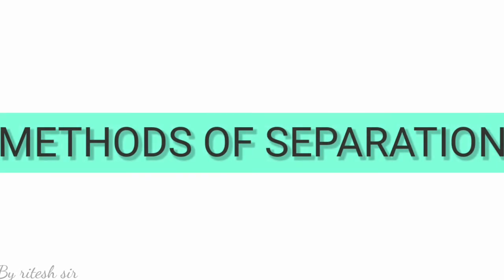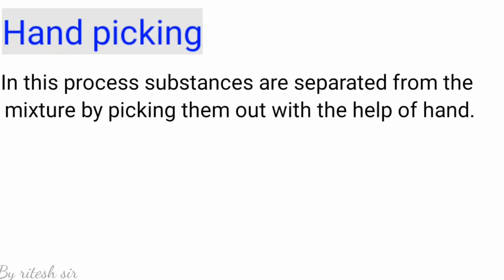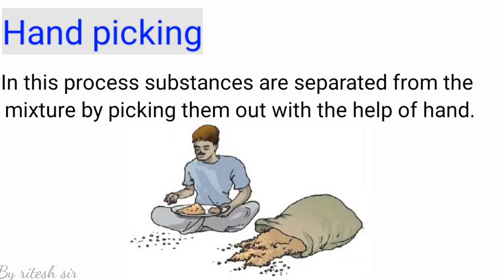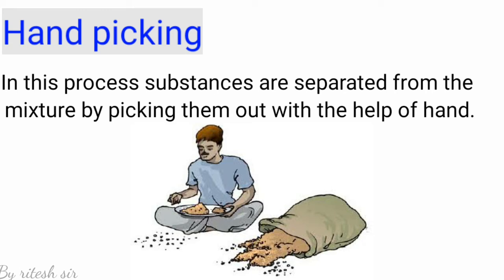Methods of separation. The first one is hand picking. In this process, substances are separated from the mixture by picking them out with the help of hand. For example, hand picking stones from grain. In this process, stones are being separated from various grains like wheat, rice, pulses, etc. Here, the quantity of the impurities is not very large.